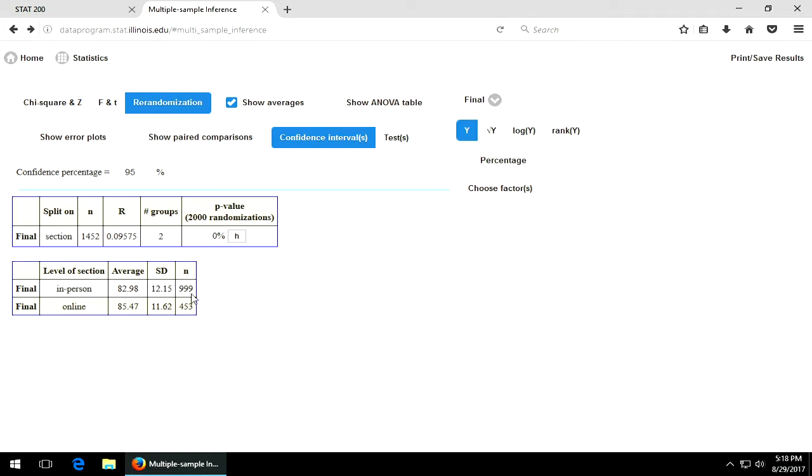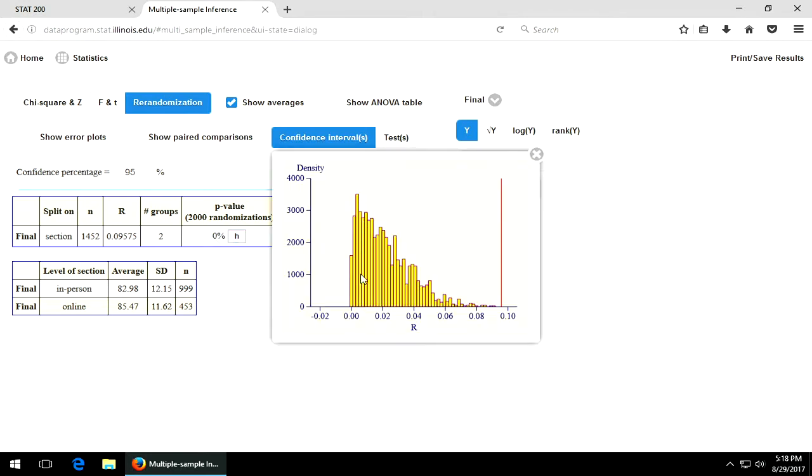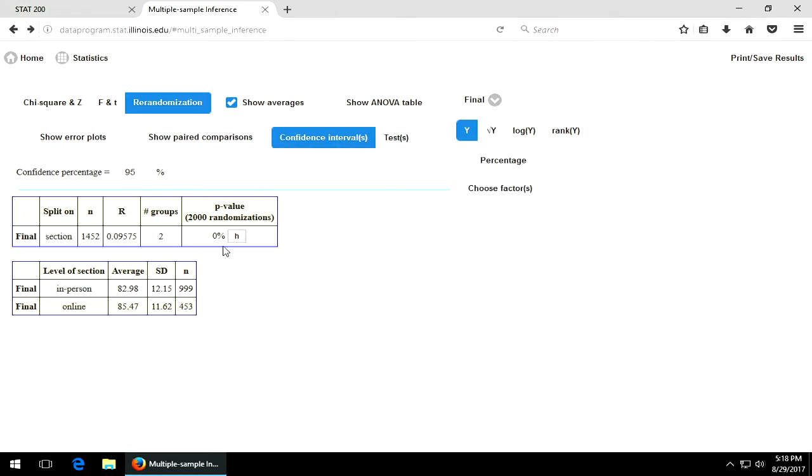So if we actually enacted the experiment and did the simulation of a random division into two groups of size 999 and 453, and we did a histogram. Let's look at this. This histogram represents the 1,000 randomizations, each time computing a correlation coefficient, think of it as a difference between the two sample averages. And this is what we actually got right here, 0.09575. It looks like just by chance variation, we have not gotten that. And that's why we have 0% here.